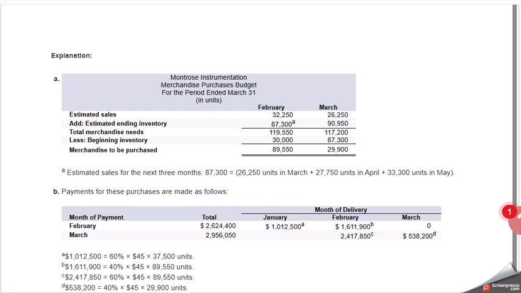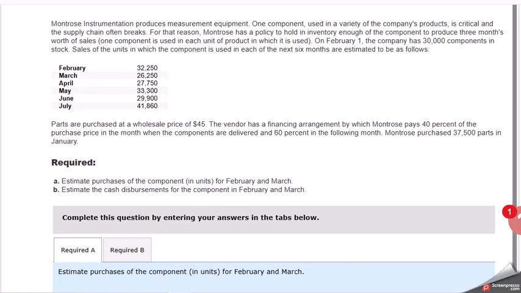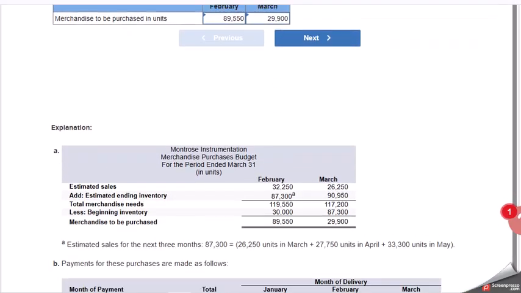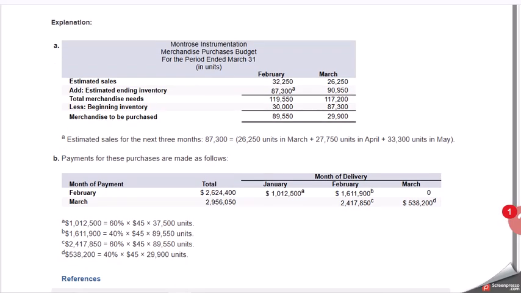So then we're going to add those together and then subtract out our beginning inventory, which again is provided to us. They have 30,000 components for February, and then that 89,500 is what we would need to purchase. Now notice then that this 87,300 that's left over in February rolls over into the beginning balance of March, which again would make sense to do that. So then how do we pay it?